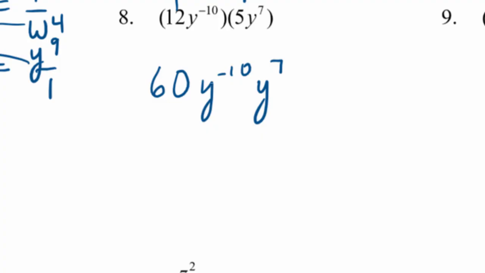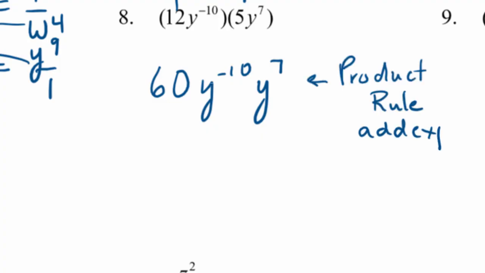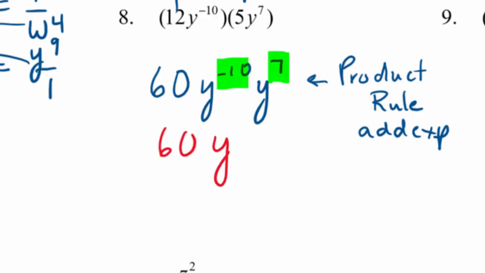There's a couple of ways to handle this problem. So add the exponents. Even though you have that negative exponent, you still add. So we have y to the negative 10 times y to the 7th, so you're going to add the negative 10 with the positive 7. Bring down the 60, keep the base, and then negative 10 plus 7 is negative 3.